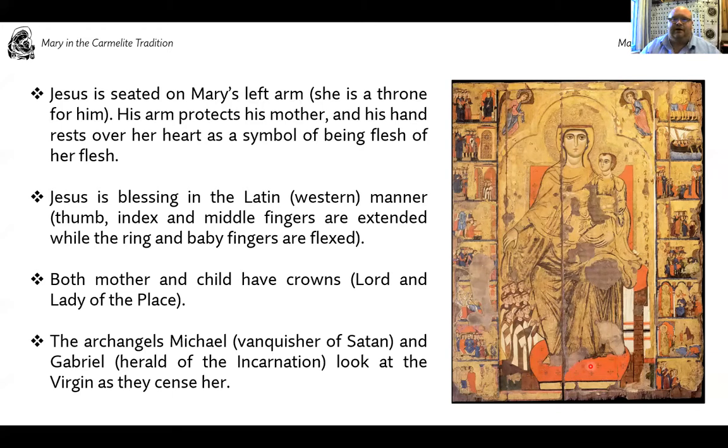And he's blessing. And again, the artist has chosen this time a Western style, Latin, because he's using two fingers and thumb. That's how blessings were done in the Catholic tradition rather than the Orthodox. Both mother and son have crowns. If you recall yesterday, I talked about Jesus and Mary being the Lord of the place and Lady of the place. So here we have that image of them as regal, feudal figures. And above them, we have the archangels Michael and Gabriel, the vanquisher of Satan and the herald of the incarnation. And they are wafting incense over Our Lady.